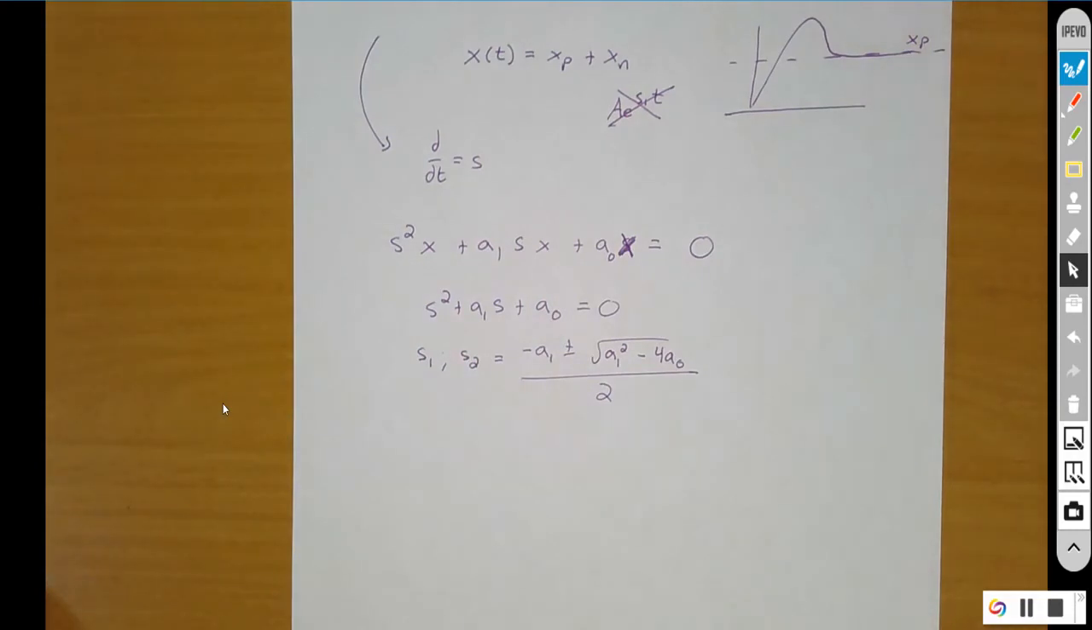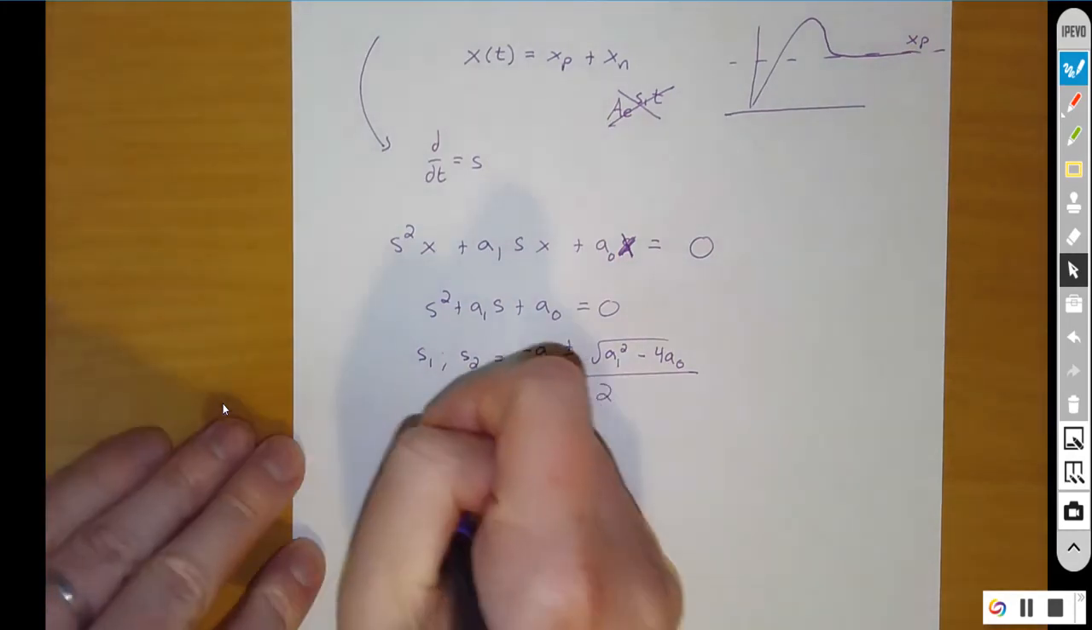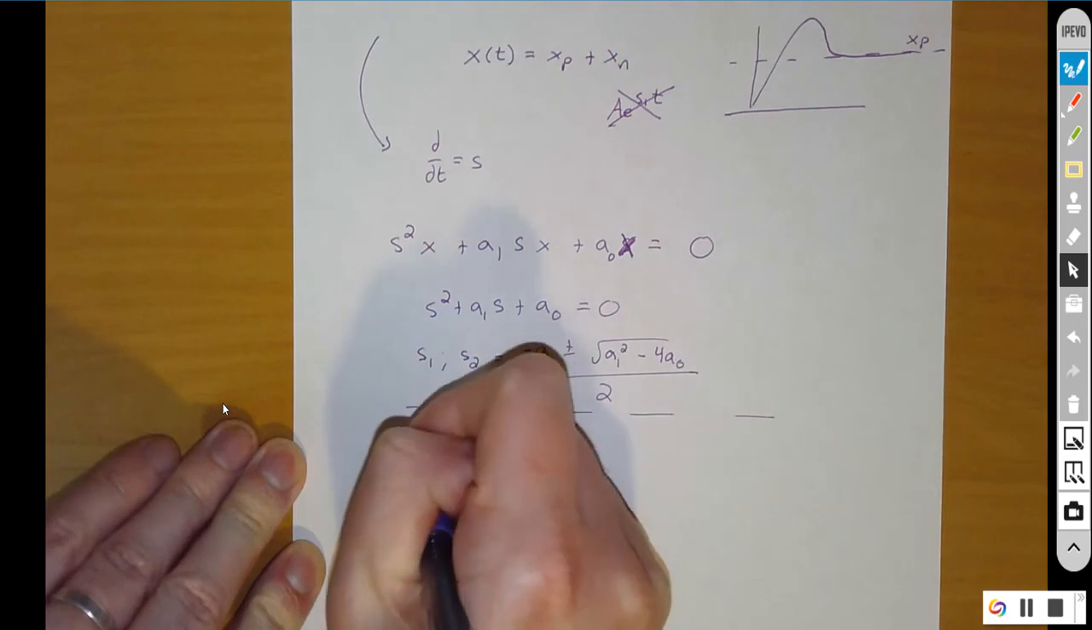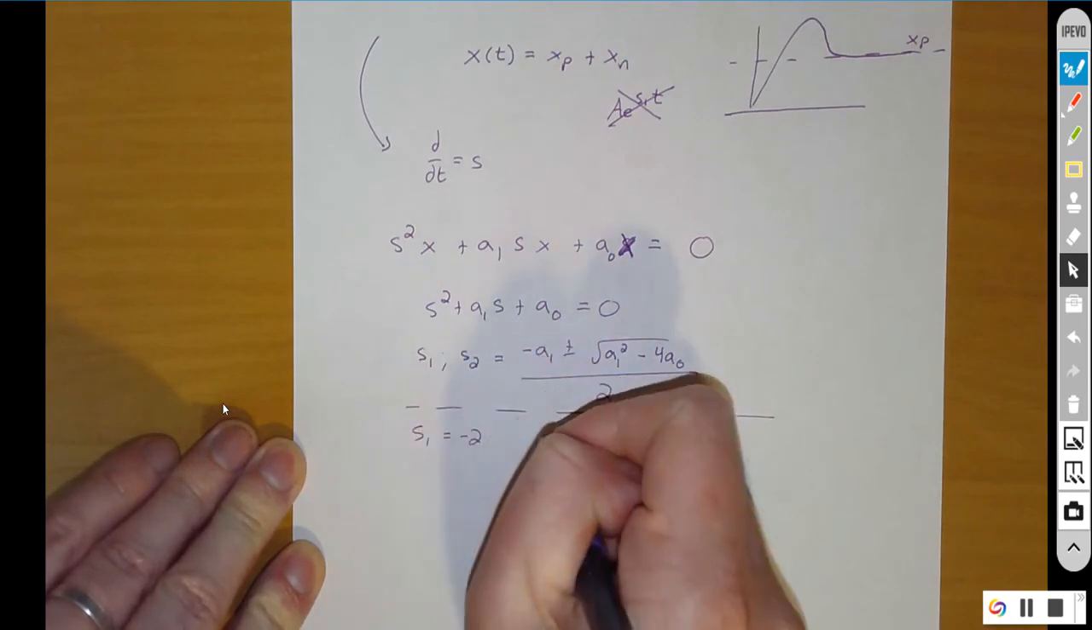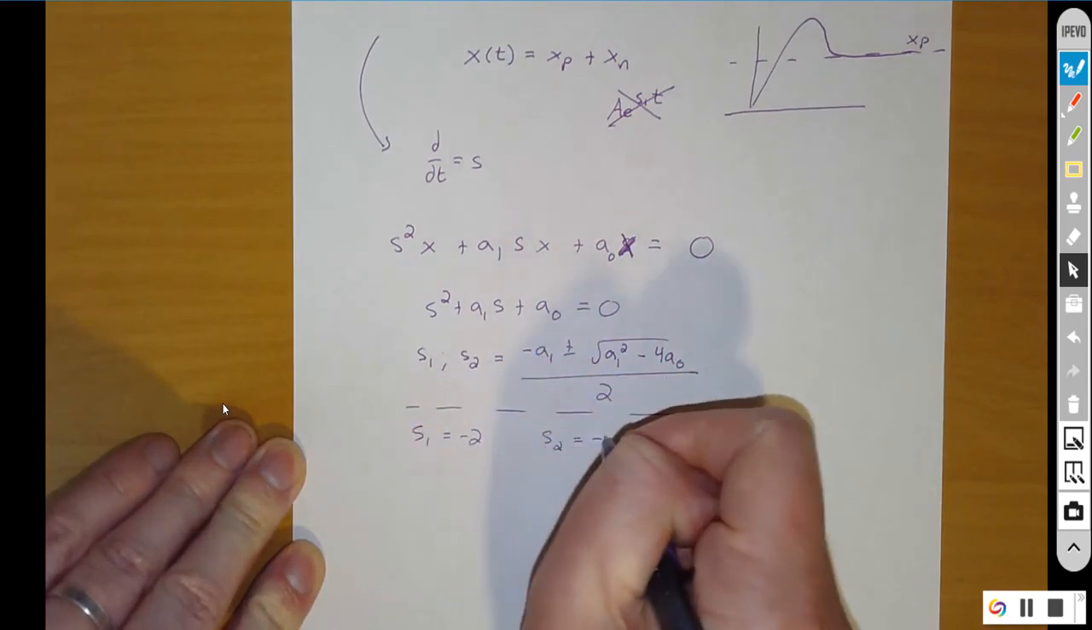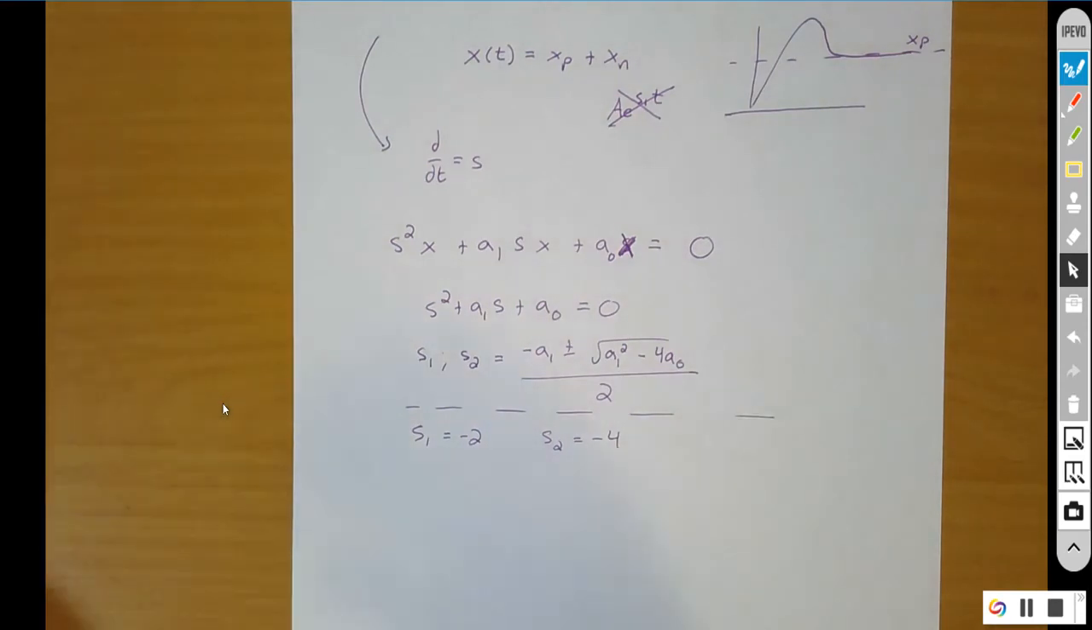So they could be real and distinct. For instance, the example that I give you in the handout is S1 is -2 and S2 is -4. So they would be real, they would be distinct. Distinct meaning they're different, and they're real. There's no imaginary term. You can get imaginary numbers out of here. It's fine if you do.